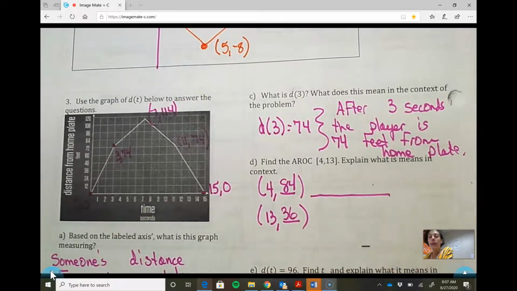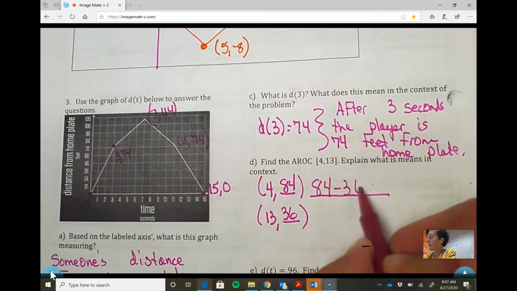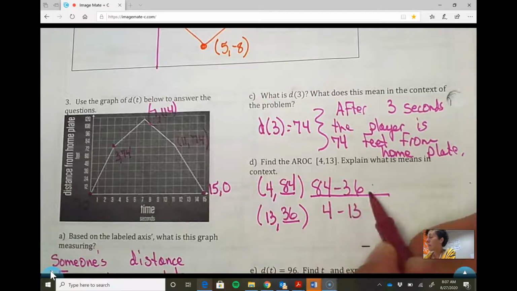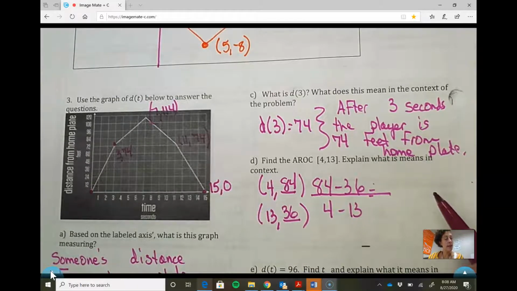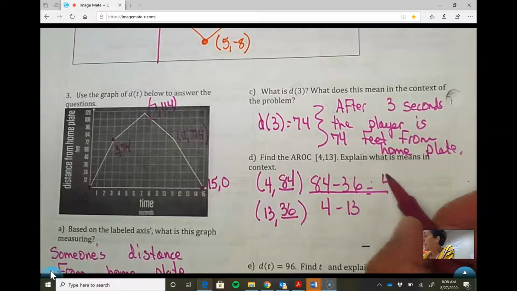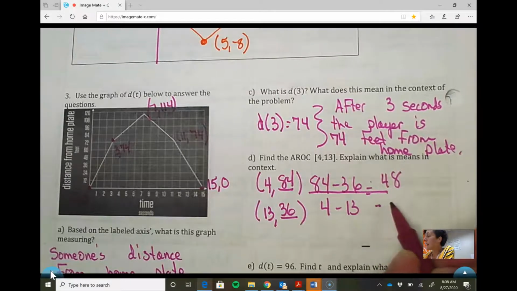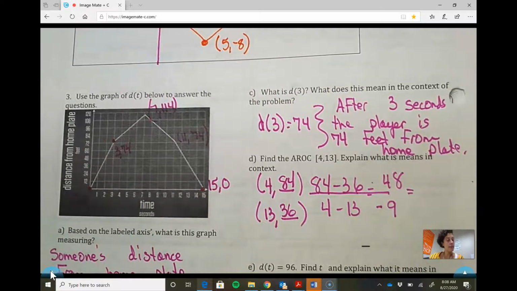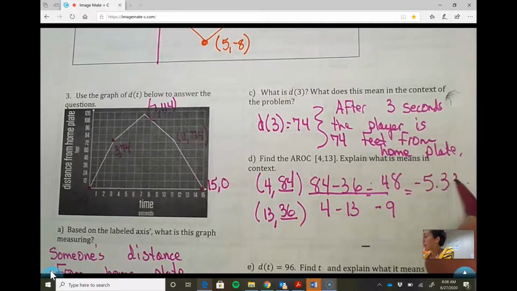So again, average rate of change is just slope. Subtract your y's on top. Subtract your x's on the bottom, which I have to subtract the same way. Let's see, 84, take away 36. It's the morning, and I'm not thinking that. That's 48. And 4 take away 13 is negative 9. So then again, you got to make it over 1, so you just divide them. And I get negative 5.33 over 1.